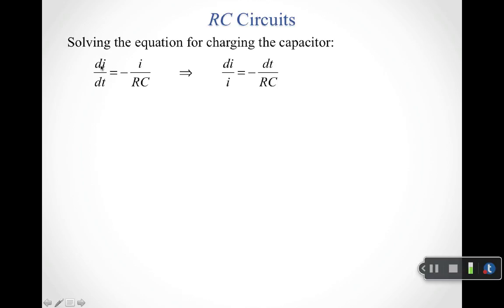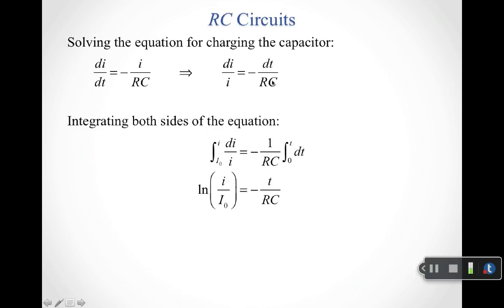So the easiest way to deal with it is to now just get my like terms, so all the I stuff on the left, everything else over on the right. And so you notice I get dI over I over here equals negative dt over RC, and so now I need to integrate. I'm going to integrate the left-hand side of the equation from some initial current to the current at some later time, which means the right-hand side I'm going to integrate from 0 to t. And again, the 1 over RC and the minus sign are all just constants. I pull them out, so this integral really is just t evaluated at my endpoints. So this just becomes negative t over RC on the right.